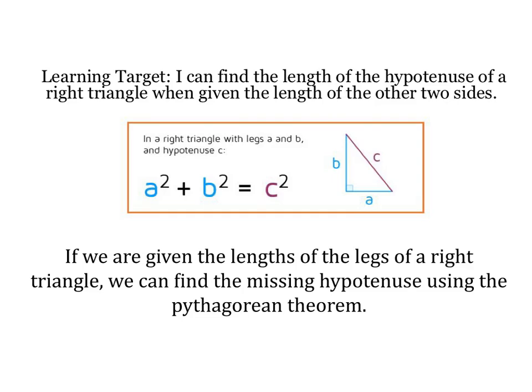Okay, algebra students, so our learning target for this video is I can find the length of the hypotenuse of a right triangle when given the length of the other two sides. So here's a little bit of a reminder. In a right triangle with the legs A and B and the hypotenuse C, a squared plus b squared equals c squared. This is the formula we're going to use to find our missing side length.